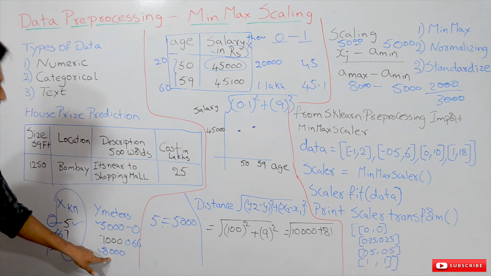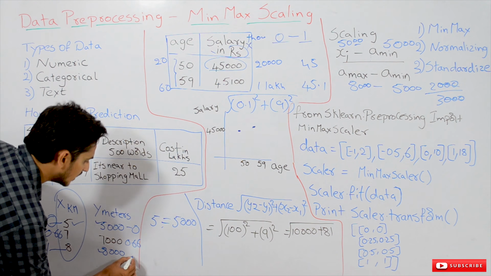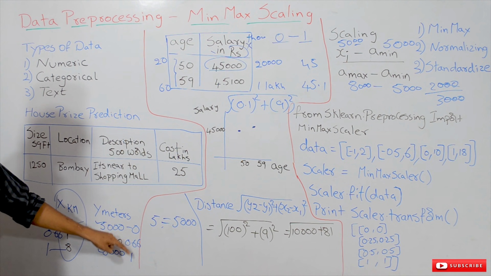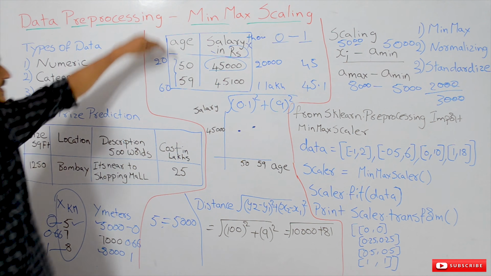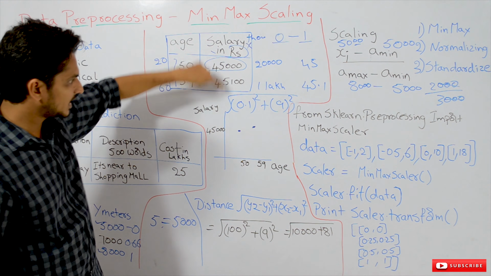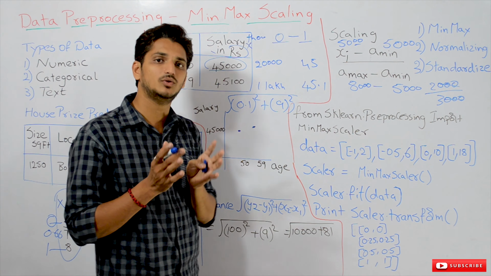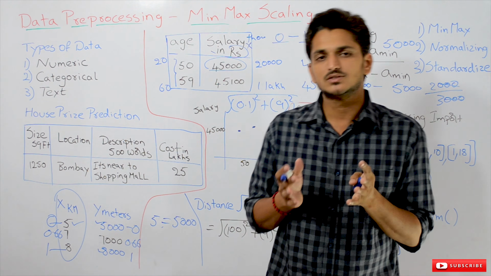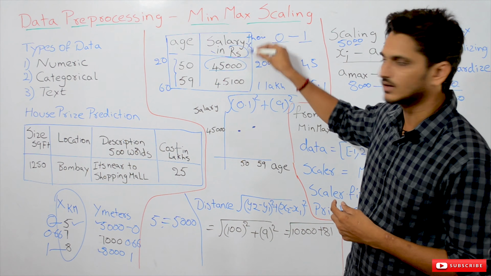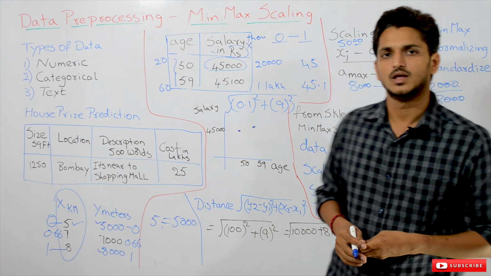Again, (8,000 minus 5,000) divided by (8,000 minus 5,000) is 1. So we scale these values to values between 0 and 1. This is what scaling means. In the same way, scale down the other values to values between 0 and 1. This is what min-max scaling does: it assigns values between 0 and 1.